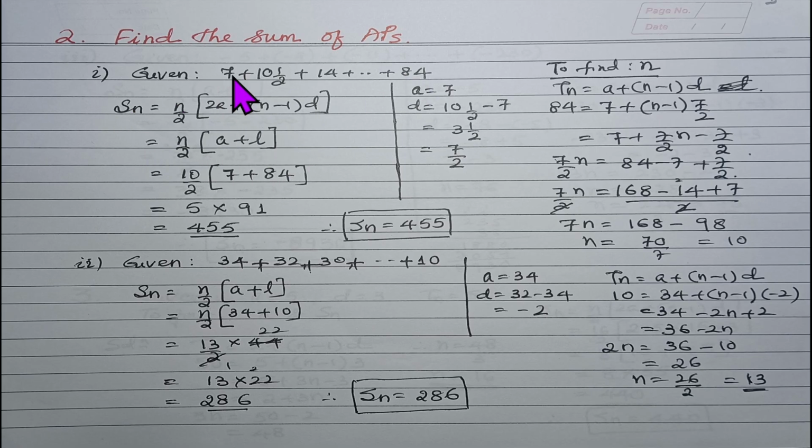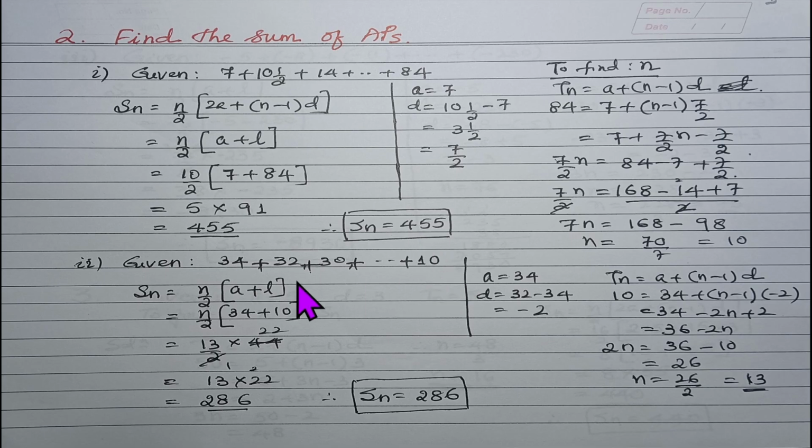Since I know the first term and the last term, I have used the formula n by 2 in the bracket a plus l here. A is the first term and l is the last term. We have already found n is equal to 10. So 10 upon 2 in the bracket 7 plus 84, that is 5 into 91, and on multiplication we get 455. So remember that.